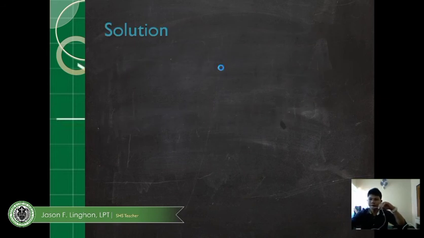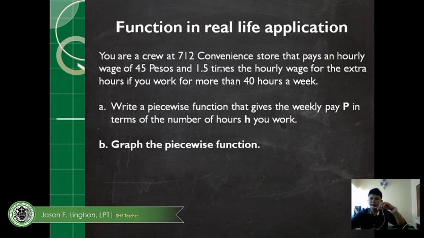So first things first, you just need to understand kung ano yung given natin. Okay? Sabi na dito, no? Meron kang hourly wage na 45 pesos. At meron kang dagdag na 1.5 times the hourly wage for the extra hour kapag nag-work ka more than 40 hours a week. No? May dagdag ka daw na 1.5 times.